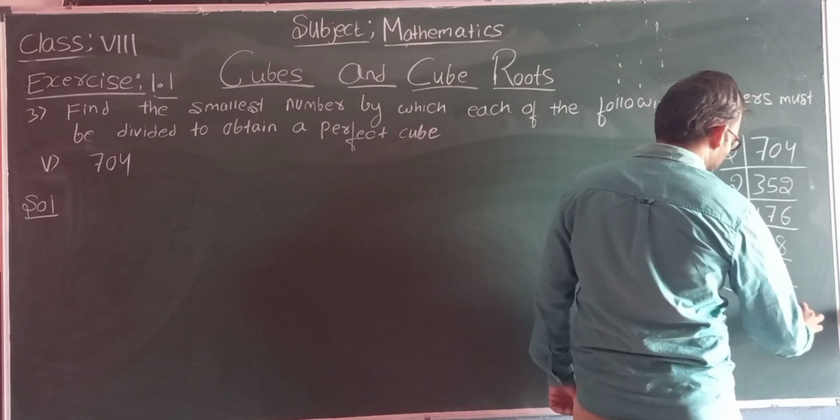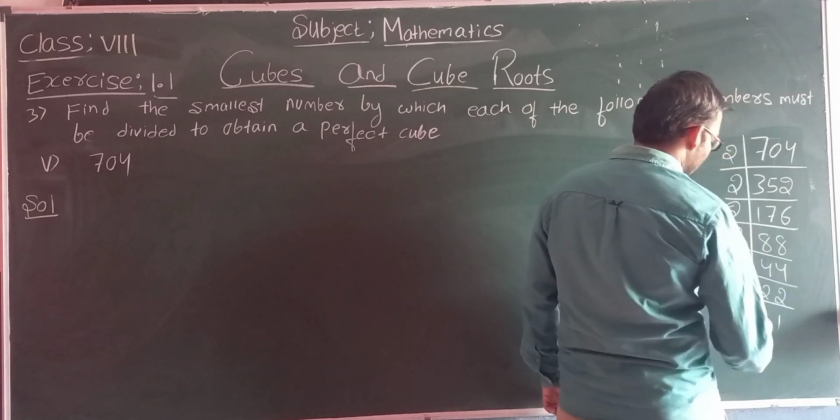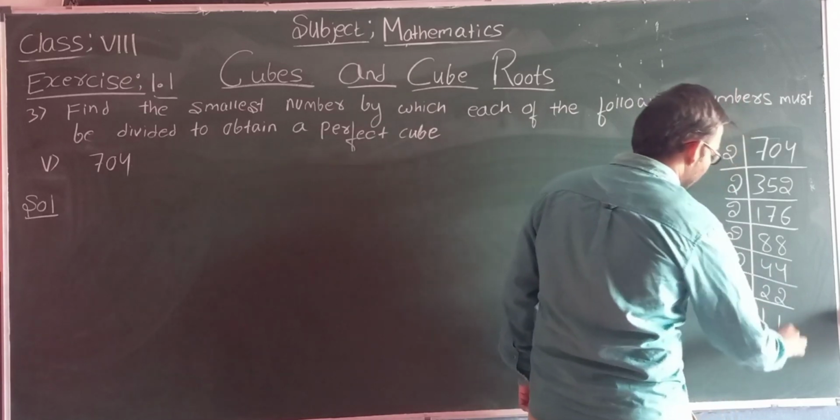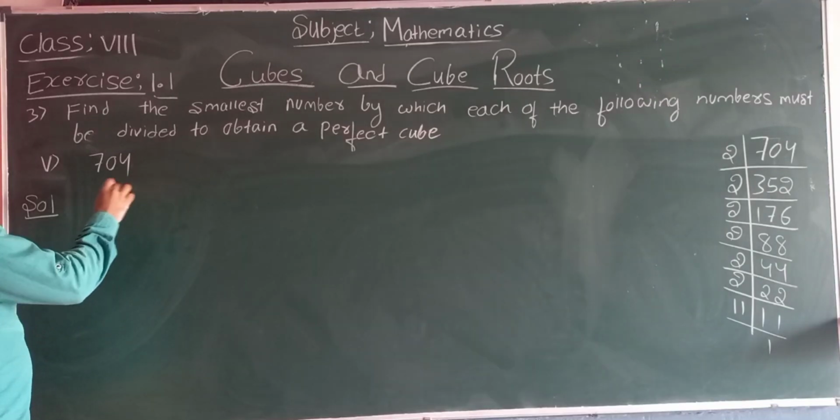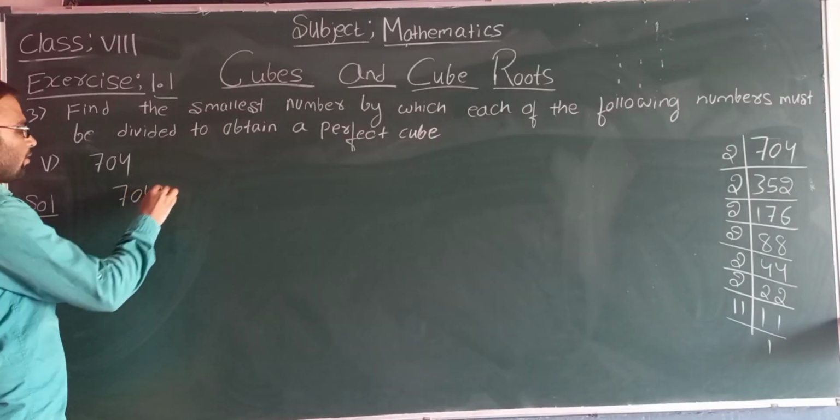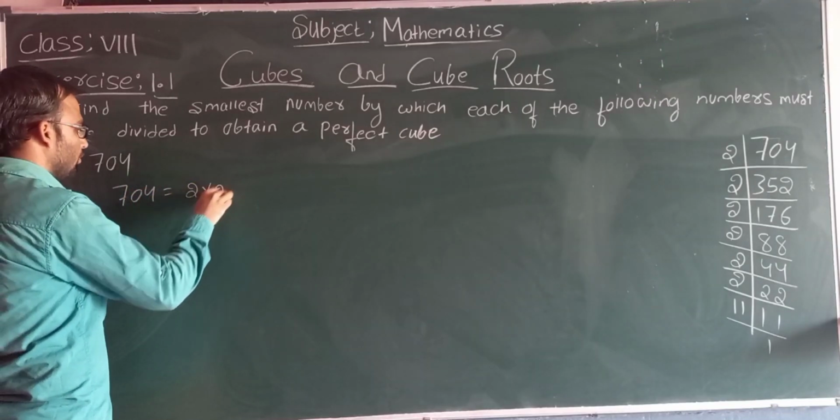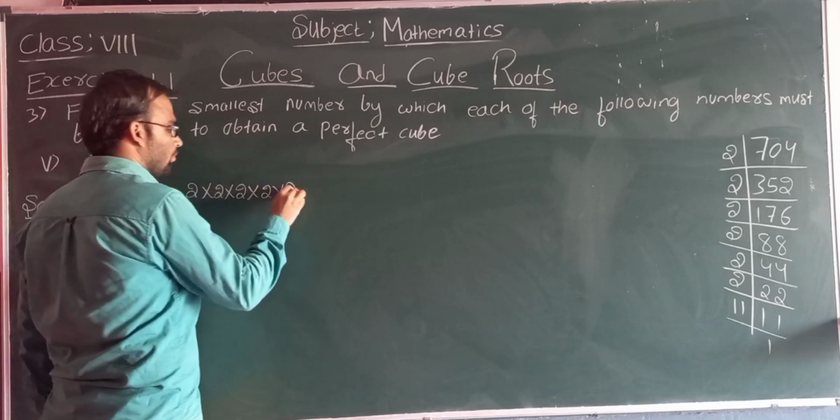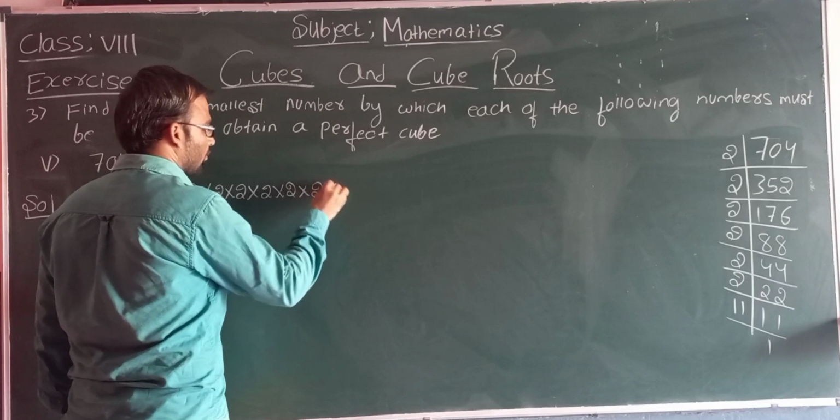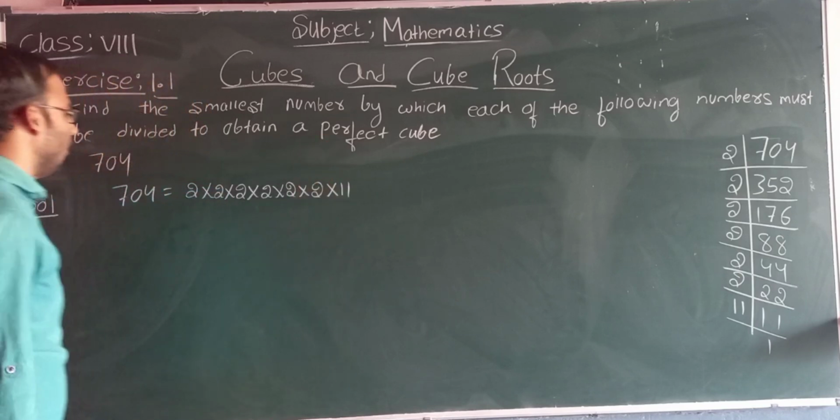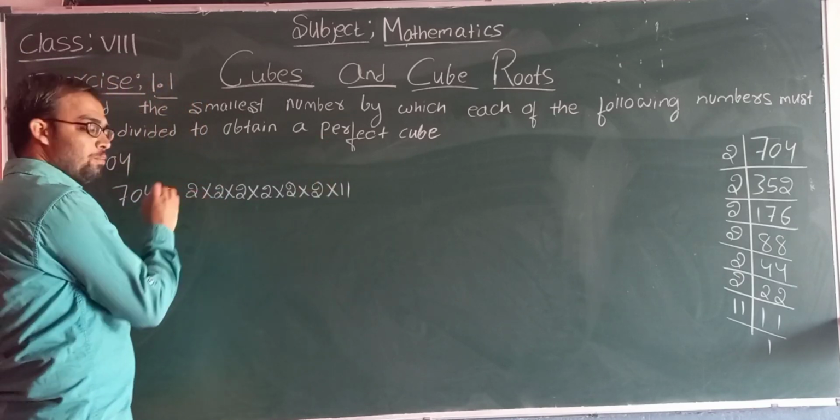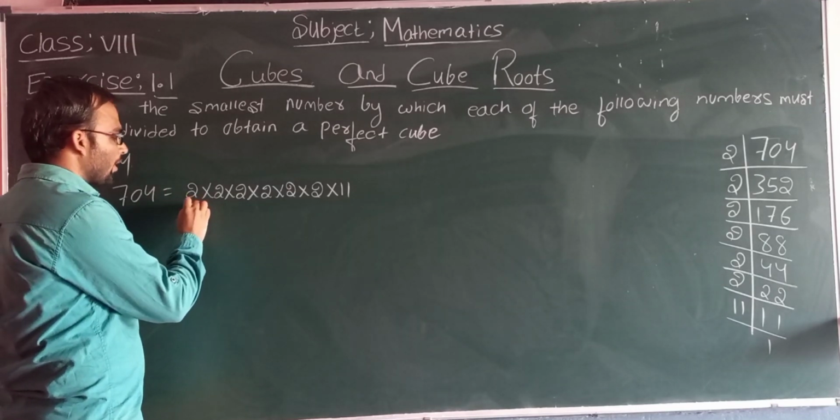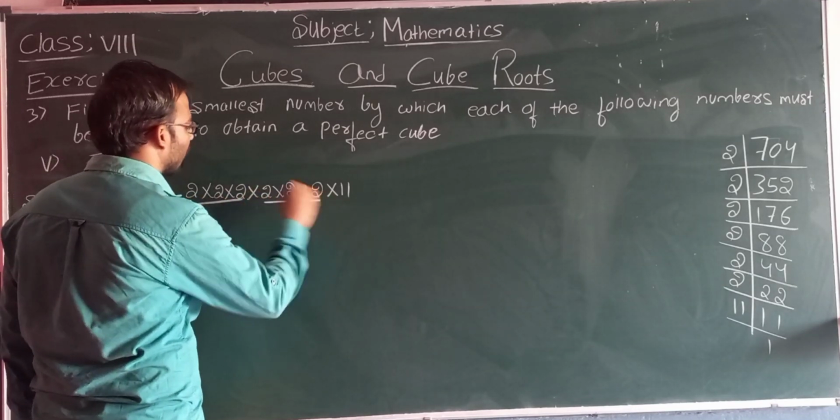Okay, next, 2 1s are 2, 2 1s are 2. Okay, so 11 1s are 11. Now we'll write the factors of 704. Okay, so 2 into 11. Okay, now we need to make a group with the same number. So we need to make a group of 3 with the same number.